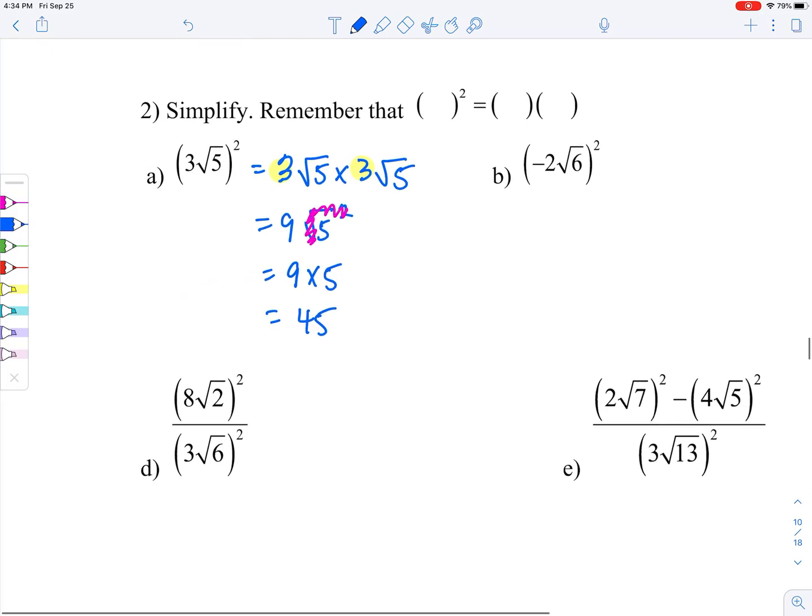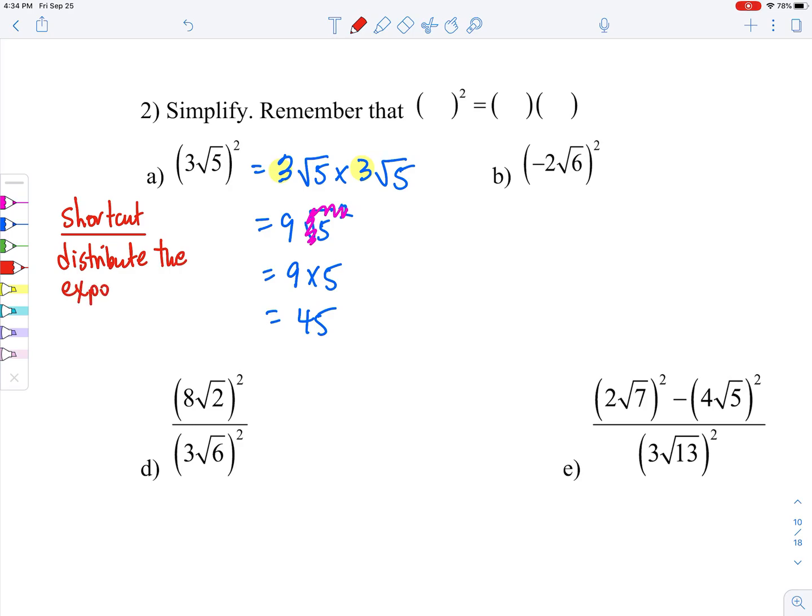There is a shortcut. The shortcut, or the trick, is to distribute the exponent onto both the coefficient, that's that number out front, and onto the square root.